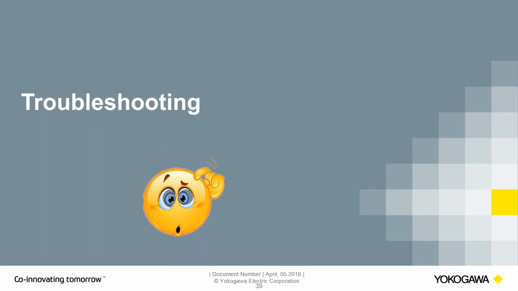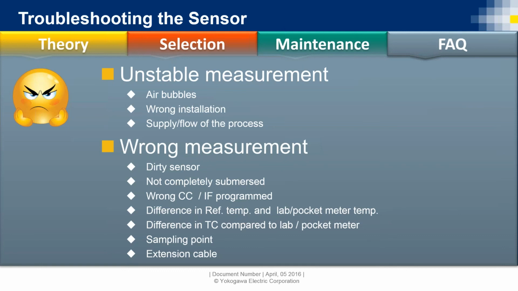So just a couple slides on troubleshooting and what could be wrong from our point of view and what to check, and then we'll get to the Q&A. Most common complaints that I hear is about unstable measurement.